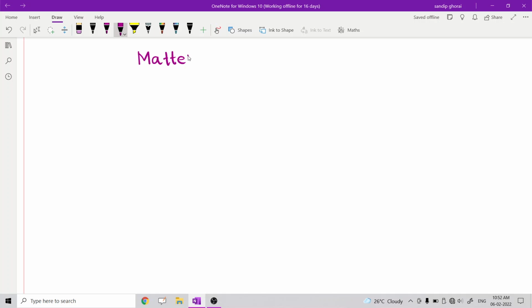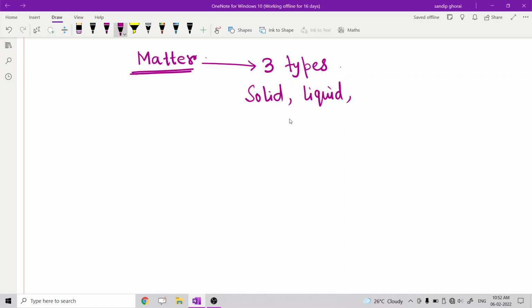First of all, the key points are: what do you mean by matter, and there are three types of matter. You have to know about these three types, that means solid, liquid, and also gas. Then you have to know the properties of solid, liquid, and gas, and the distinction or comparison between them.